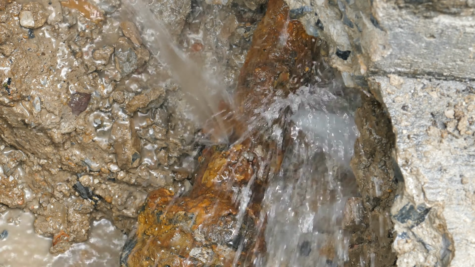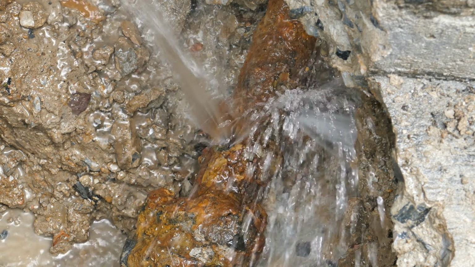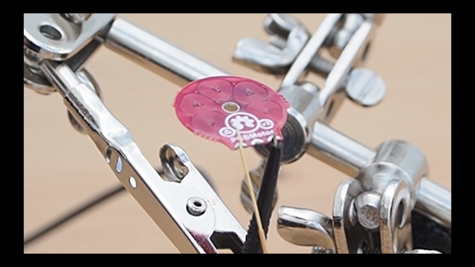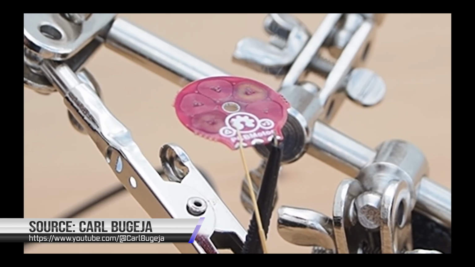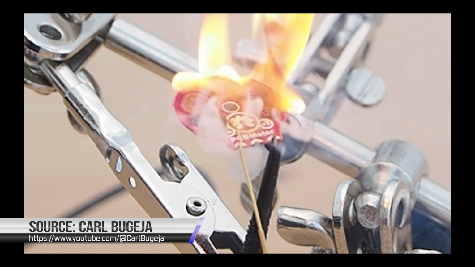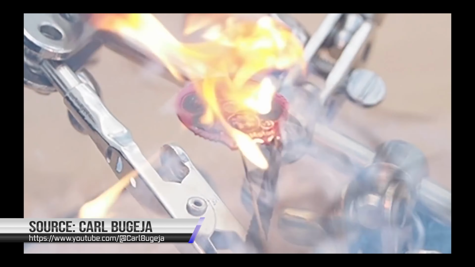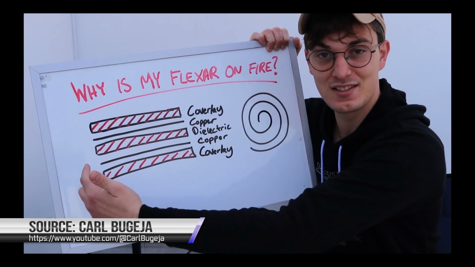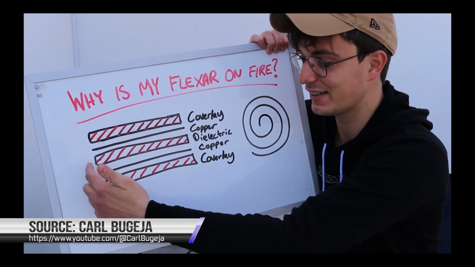When you try to shove too much water through a pipe, it can fail, resulting in a leak. The same is true when trying to push too much current through a PCB trace. Only in the case of a PCB, the leak is in the form of heat. One of my favorite YouTubers, Carl Bugeja, is very familiar with those limits.